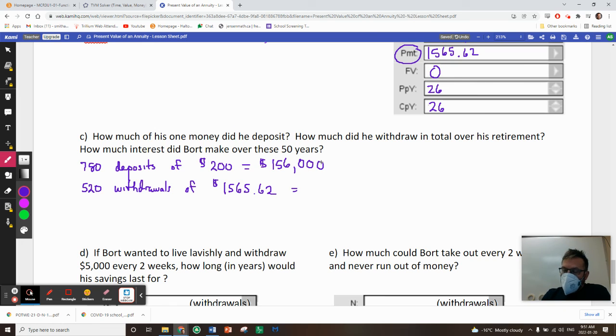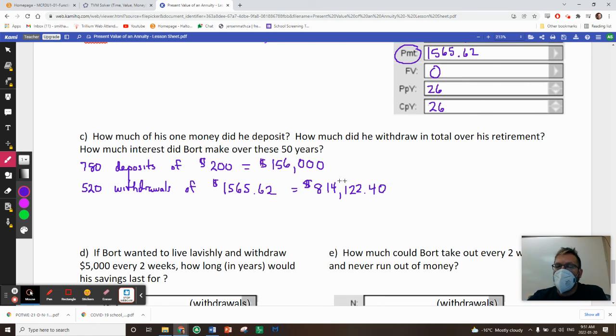$156,000. A lot of money for sure. But 520 times 1565.62. So Bort put in 156,000 of his own money and was able to stretch that into $814,000 and change, 122 and 40 cents.